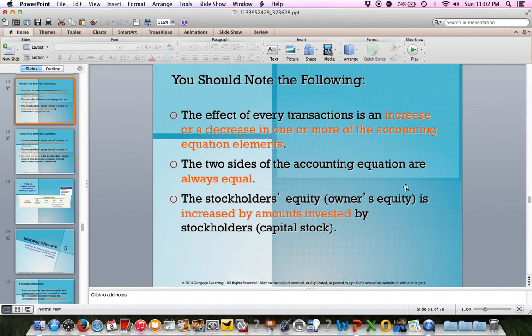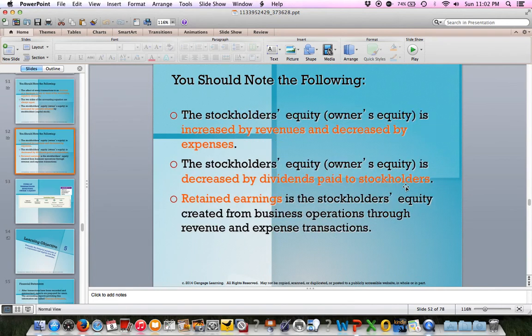Okay, so the two sides of the accounting equation always balance, which I mentioned, and equity is increased by amounts invested. So if the owner puts money in the business, equity goes up. If the owner takes money out of the business, equity goes down. Equity goes up for revenues and it goes down for expenses. And I've already mentioned the equity goes down for dividends. Retained earnings then is just simply the equity created from the business operations.